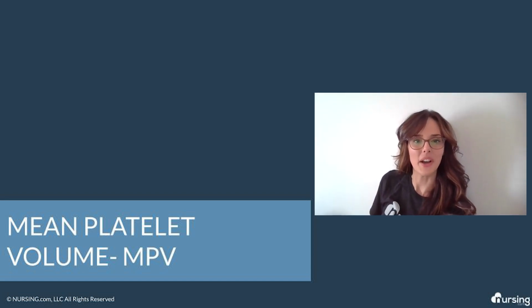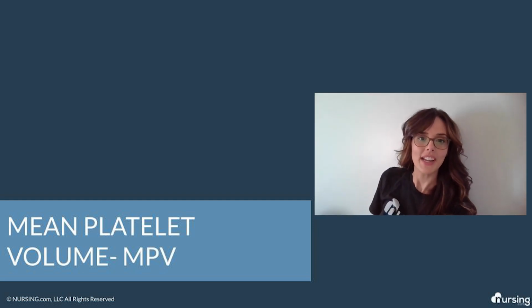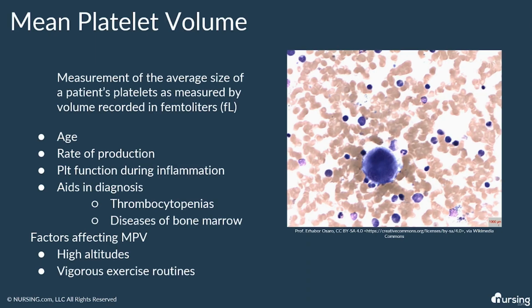This lesson is going to cover a lab value for mean platelet volume, abbreviated as MPV. Let's get started. Mean platelet volume is a measurement of the average size of a patient's platelets, average and mean. It's measured by volume and recorded in femtoliters. Femtoliters are 1/4,000th of a liter.